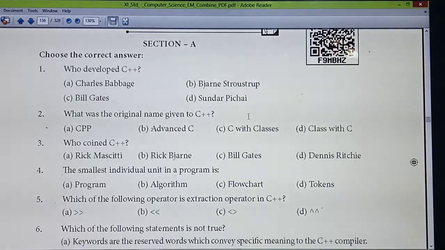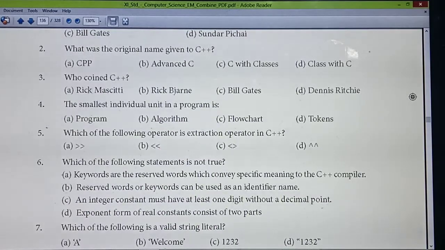Second question answer is option C, C with classes. Third question answer is option A, Rick Mascitti. Then fourth question answer is option D, tokens. Then fifth question answer is option A, 2 greater than symbol.